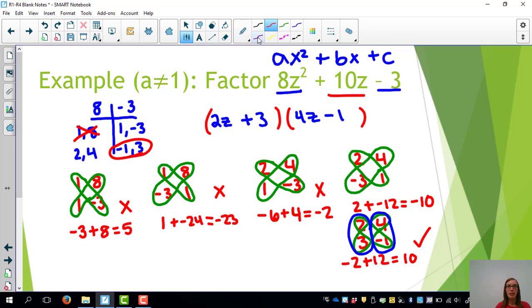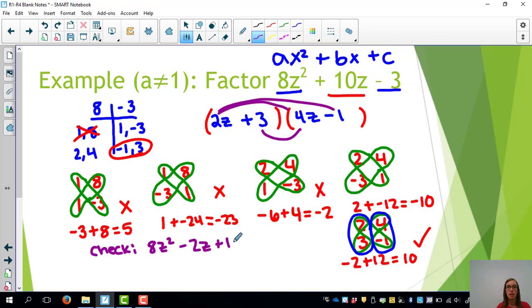Now if we go back and check that, like we have with the others, FOIL: 2z times 4z is 8z squared. For our outer, 2z times negative 1 is negative 2z. Our inner, 3 times 4z is 12z. And then our last, 3 times negative 1 is negative 3. Then combining like terms, we get 8z squared plus 10z minus 3, which is what we started with. So that works.